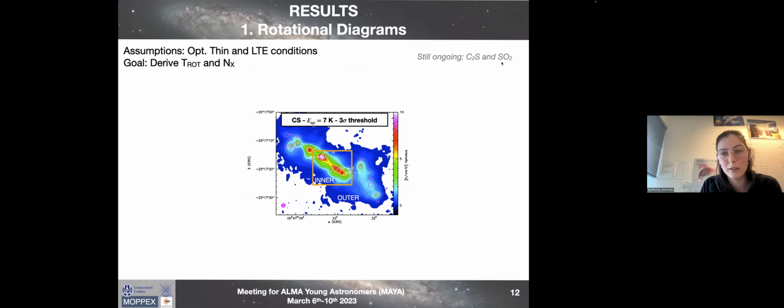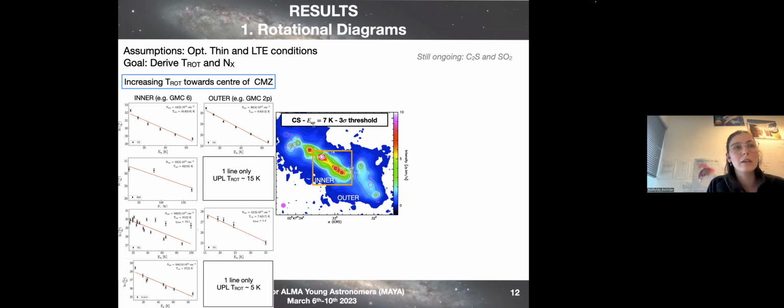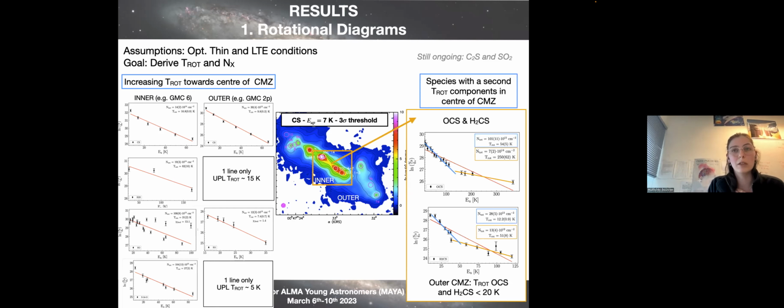It's still under analysis. So what we see is basically an increase in the rotational temperature derived from the rotational diagram towards the center, the inner part of the CMZ. The inner part is within this orange rectangle. We see that all of these species increase in temperature, but as you can see, it's highly non-LTE, or there are optical depth effects.